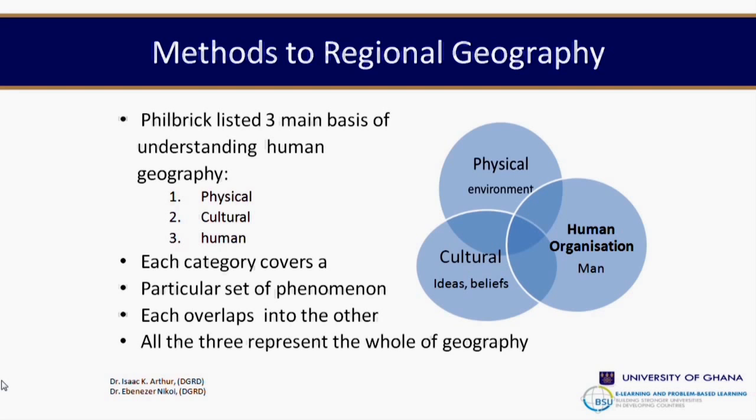He says that you need to understand human geography from three dimensions, and that is the physical, cultural, and the human dimension. Each category covers a particular set of phenomena, and they also overlap. And all the three represent the whole of geography. So you can see the physical environment here.